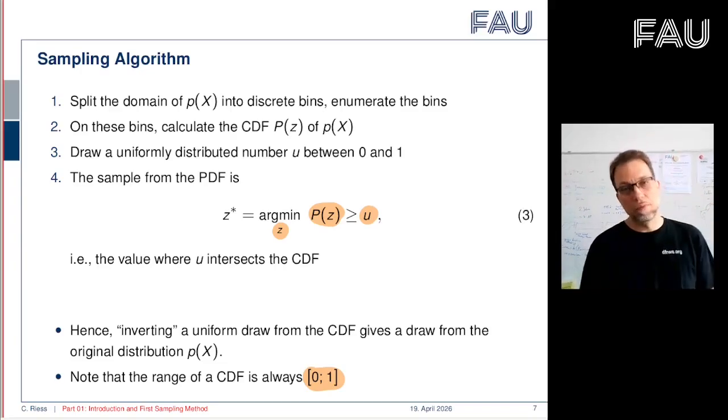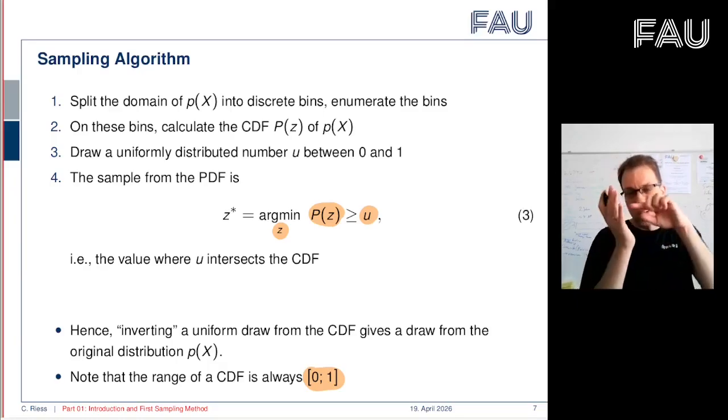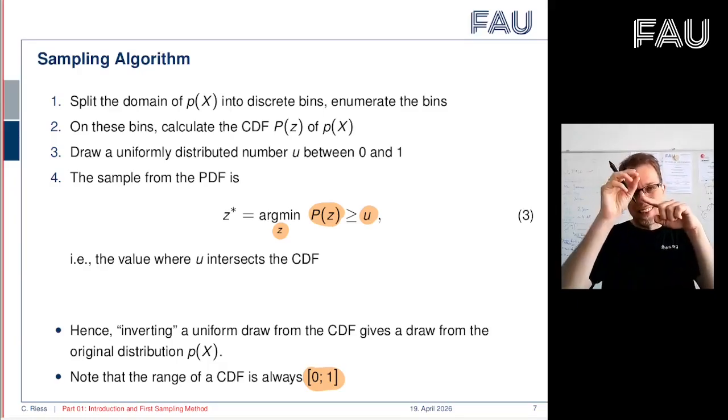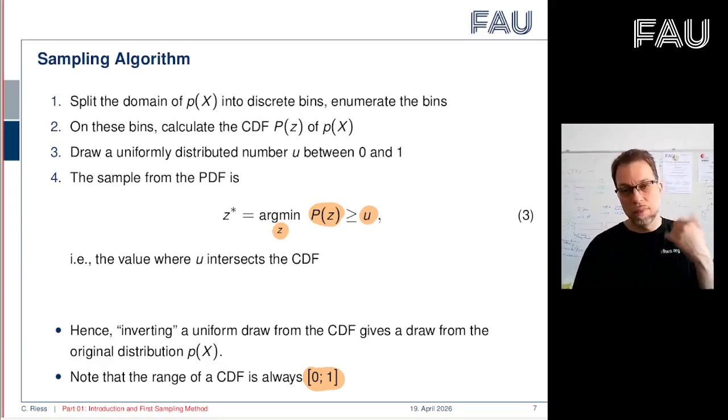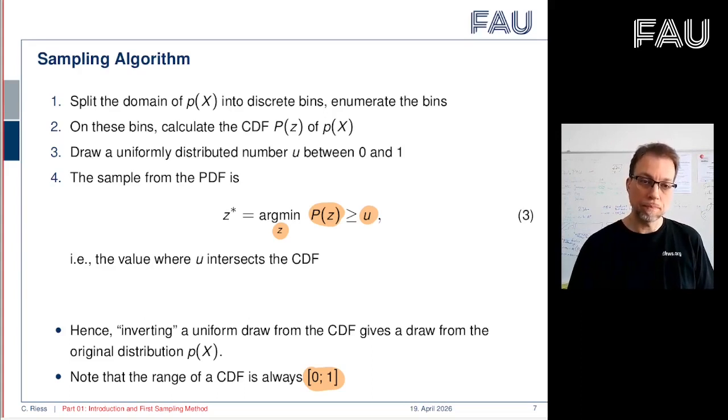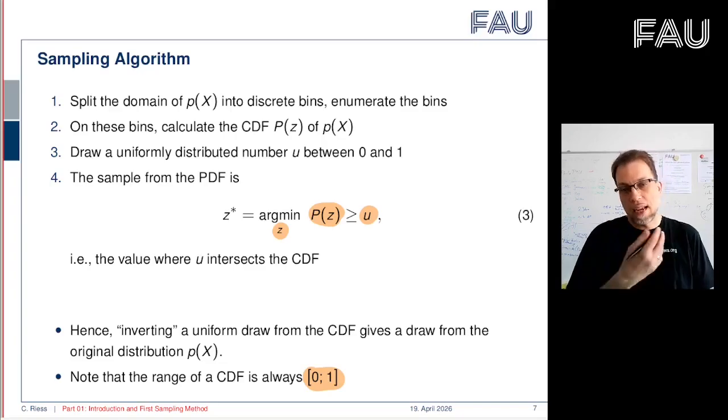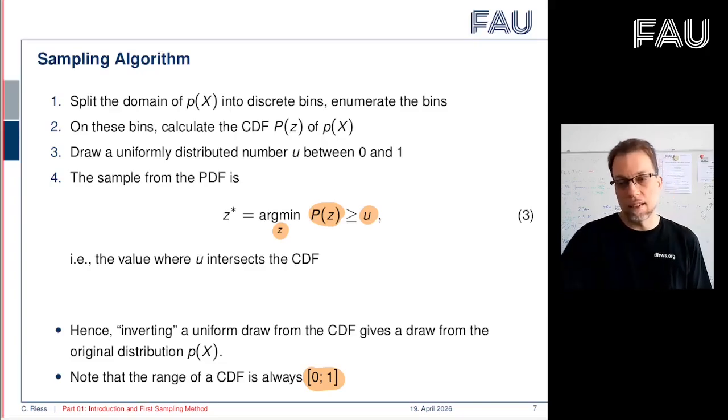So this is a bit of a complicated expression, but essentially it formulates when you intersect the CDF, take that value. But for a categorical distribution, for example, you will maybe not exactly intersect it, so you have a bit of a jump between the categories. This is what it expresses here. Okay. So inverting a uniform draw from the CDF gives a draw from the original distribution P of x. This is essentially the sampling algorithm.